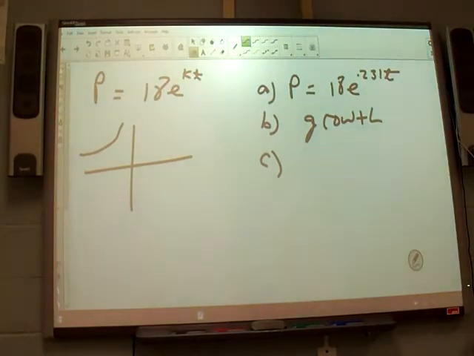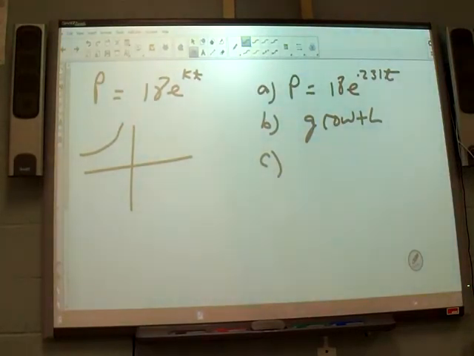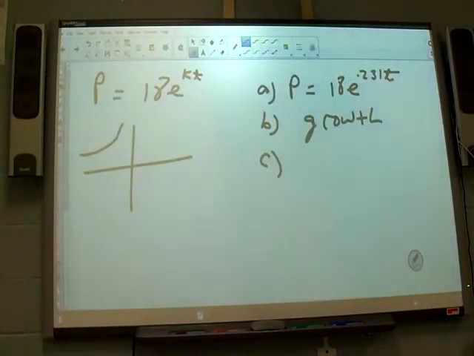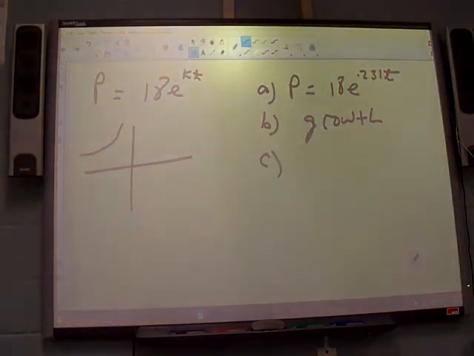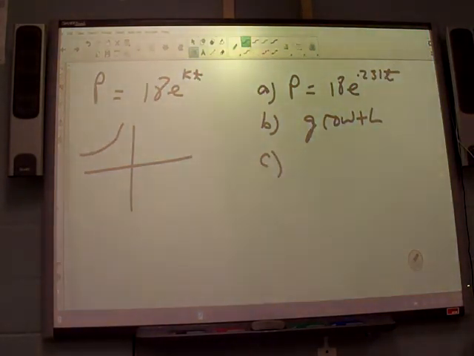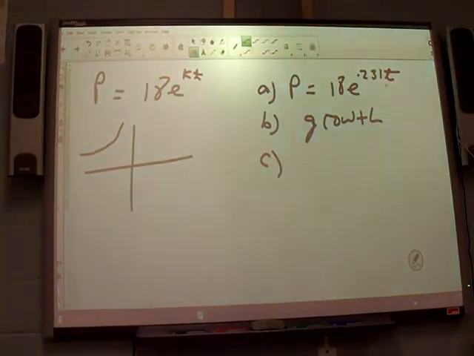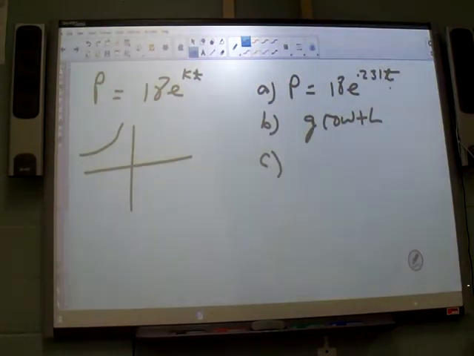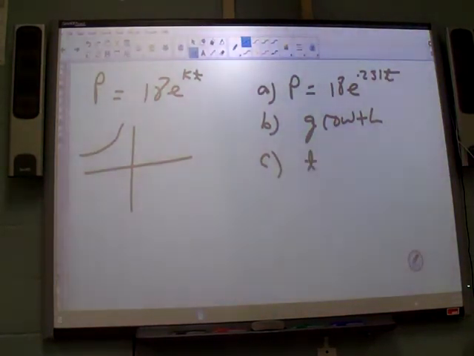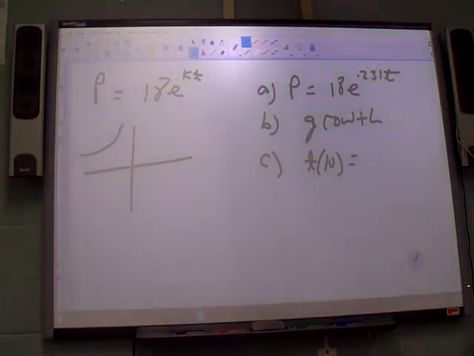Part C says estimate the population of this country in 2023, rounded to the nearest million. It started at 2013, so 2023 would be 10 years after that. You could plug a 10 in for the t, or if you've already got it typed in your calculator, you can scroll down to 10 in the table and look. But remember, this is in millions, so you've got to make a conversion possibly. I got 181 million.